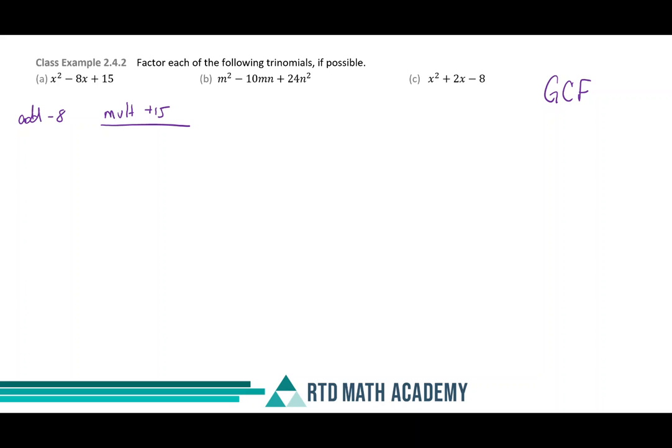Okay, we start with our multiplication list. I get 1 and 15. I get 3 times 5. But I also get a negative 1 and a negative 15 and a negative 3 times a negative 5. And I need to figure out which combination is going to add to negative 8.